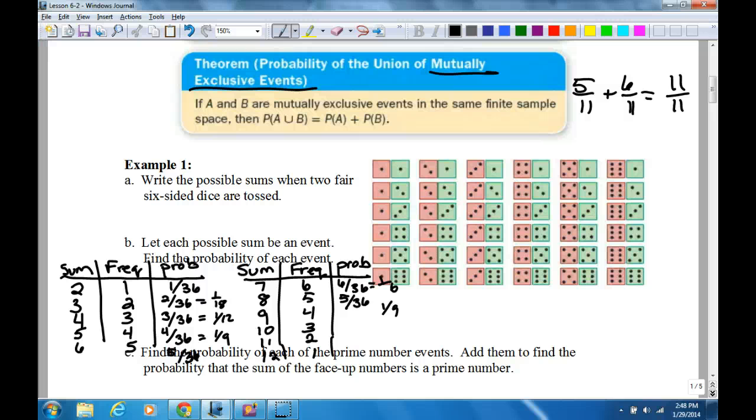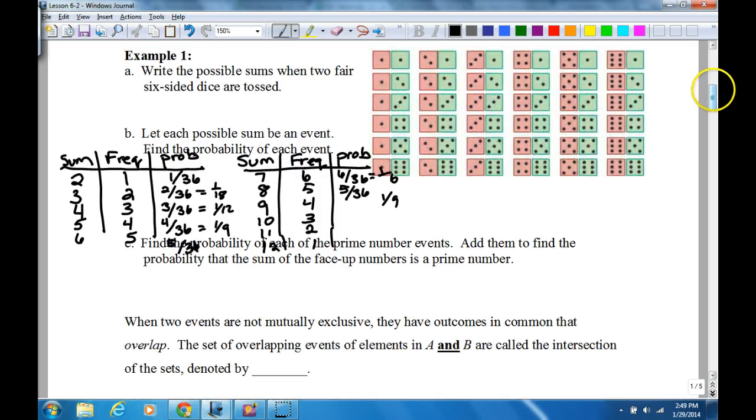Okay, so for letter C, it says, find the probability of each of the prime number events. Add them to find the probability that the sum of the face-up numbers is a prime number. What are prime numbers again? Yep, the number that can only be divided by itself and 1. So, what are our sums that are prime numbers?